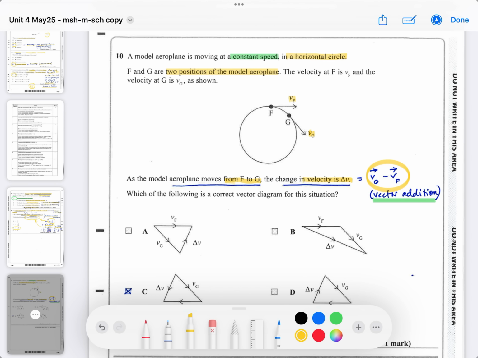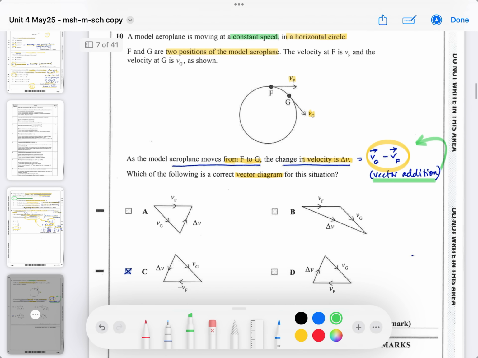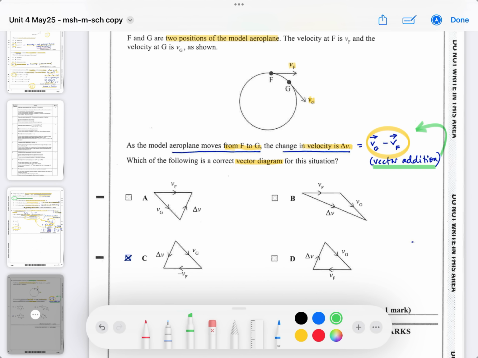So, which of the following gives a correct vector diagram for this situation? Well, we're looking for the final velocity, Vg, the final velocity at G, minus Vf. So if we want to have Vg minus Vf, we want Vg in the normal direction, and we want Vf being in the negative direction. So we're looking for Vg in the positive direction, which is downward at an angle. So which ones have that?